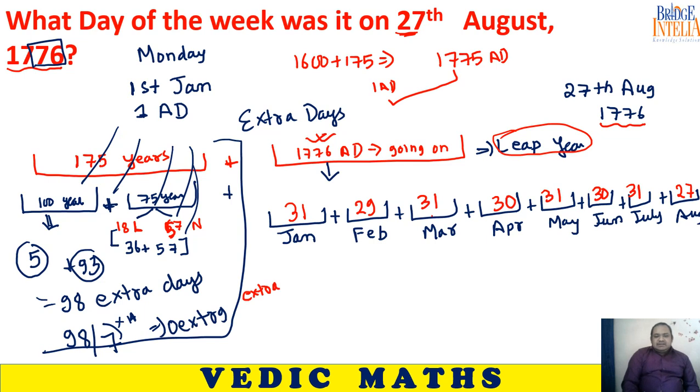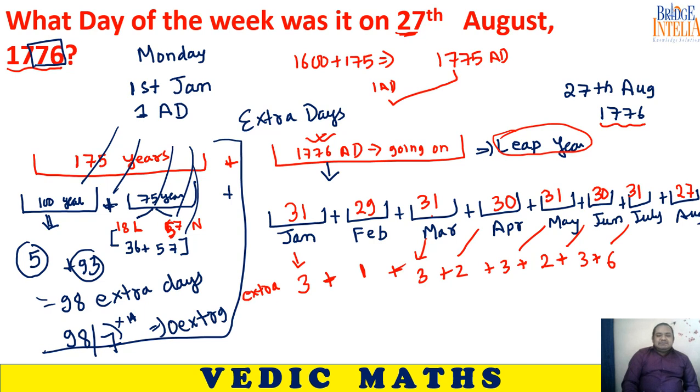So divide 31 by 7. The remainder is 3. Divide 29 by 7. The remainder is 1. From here 3. 2 from April. 3 again from May. 2 again from June. 3 from July. And divide 27 by 7, you will get 6 as remainder. So 6 extra days from August.